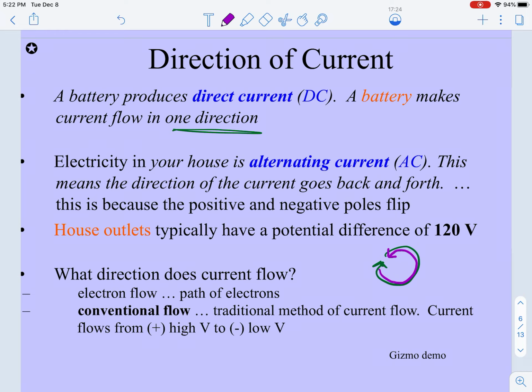So how we describe the direction, how we determine whether that flow should be described as being clockwise or counterclockwise, actually kind of depends on what we are analyzing here, okay?